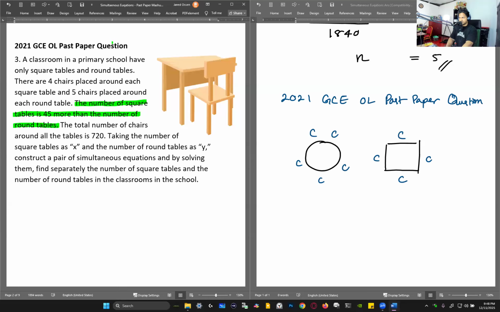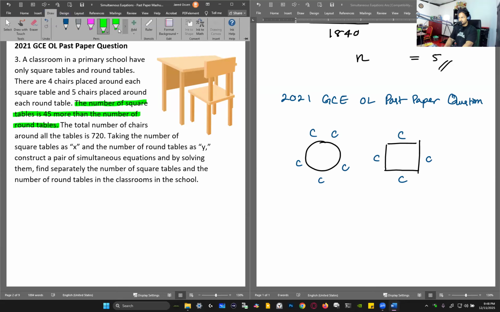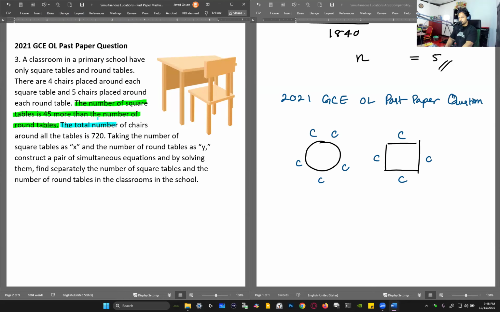The total number of chairs around all tables is 720. I'll highlight that as well. The number of total chairs around all the tables is 720.